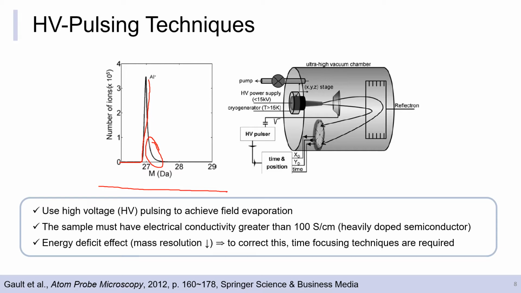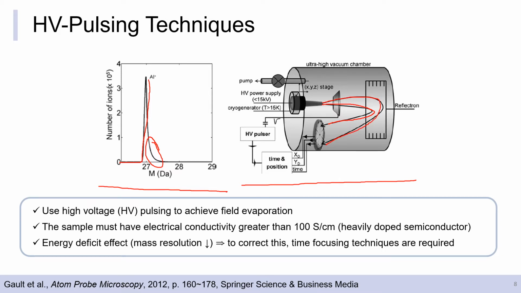To correct this, time focusing techniques have been developed. Ions entering an electrostatic field with a lower energy will be deflected first and will therefore have shorter flight paths than the ions with high energy.